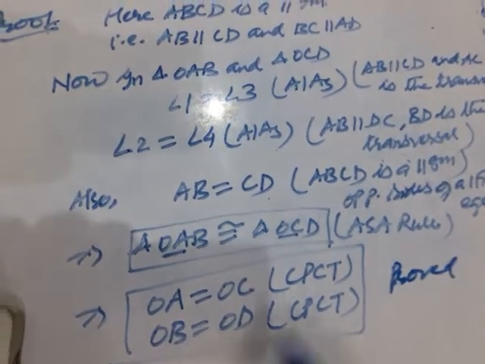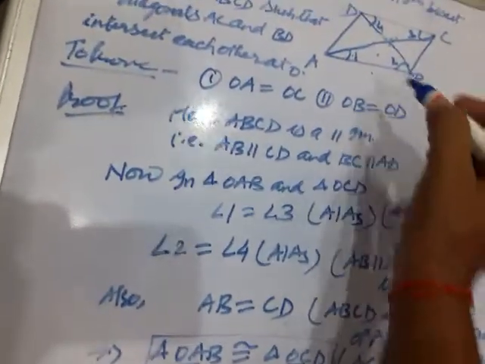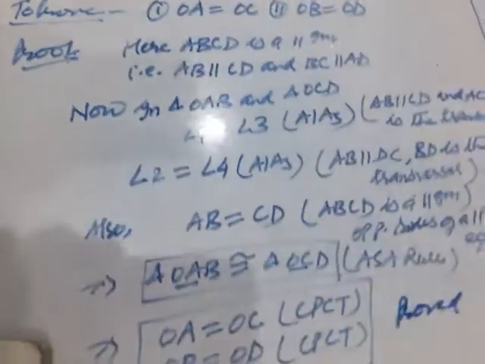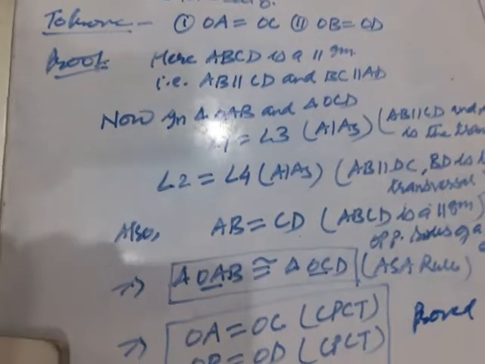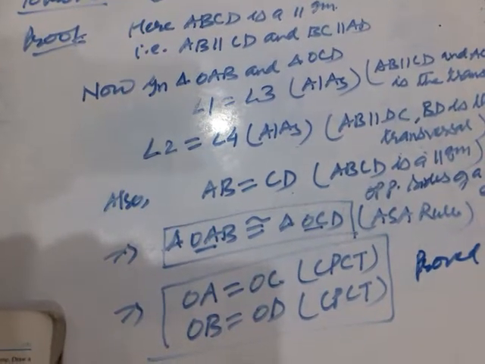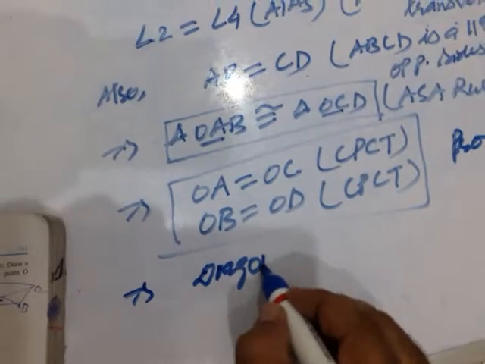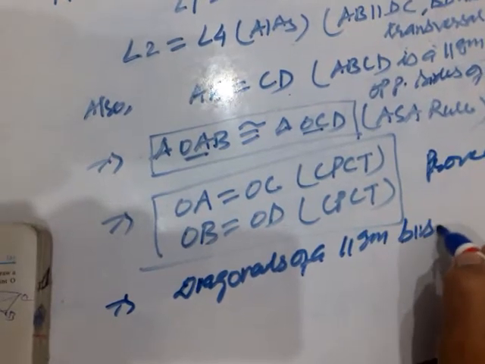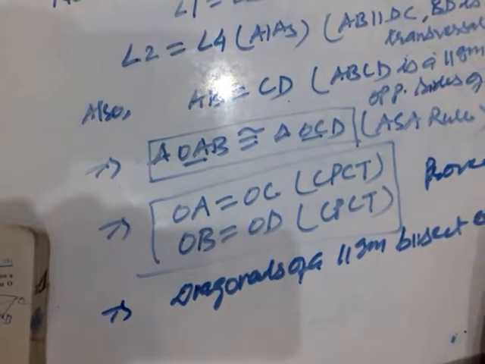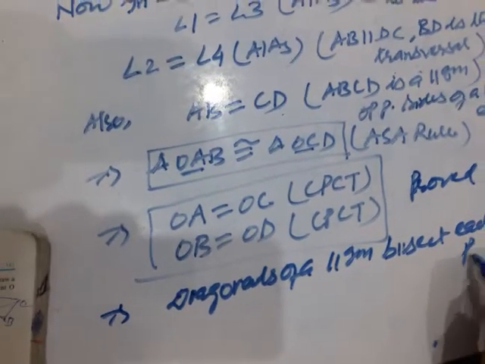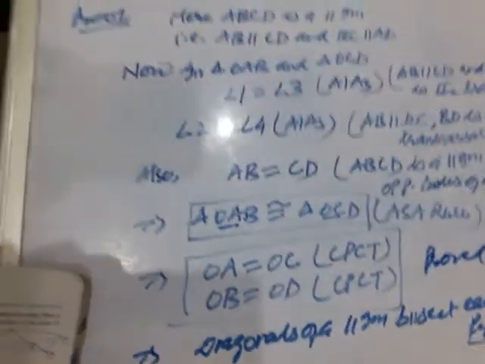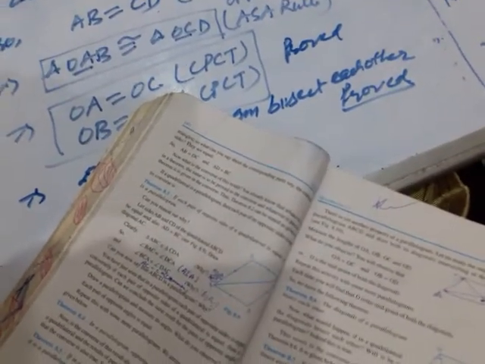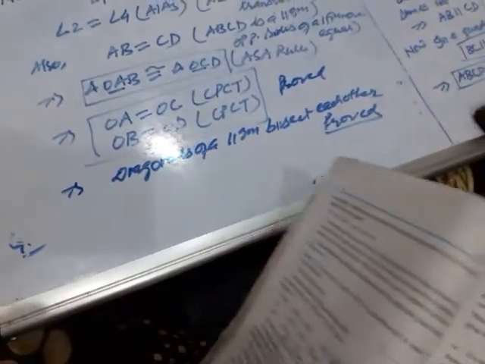Okay, children. So OA equal to OC means we have shown that this half part is equal to that half part, and that half part is equal to this half part. This implies that the diagonals of a parallelogram bisect each other. Okay, children. And this is proved now. Now what is the next theorem? If the diagonals of a quadrilateral bisect each other, then it is a parallelogram.